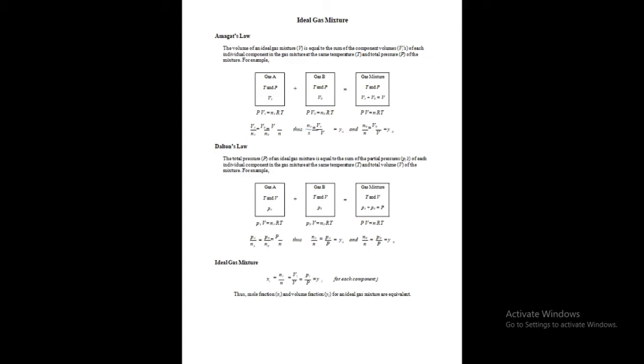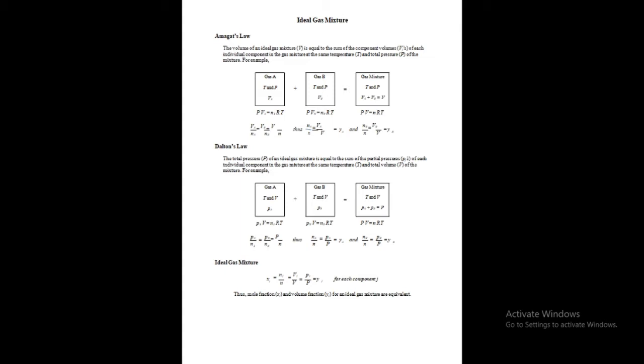This is YA. Similarly, for the B component, we consider the B component and the total mixture: VB by NB is equal to V by N. From this expression, we rewrite NB by N is equal to VB by V. NB is the individual mole, N is the total mole, and individual divided by total is the mole fraction. Similarly, VB by V, individual volume to total volume, is equal to the volume fraction, or YB.